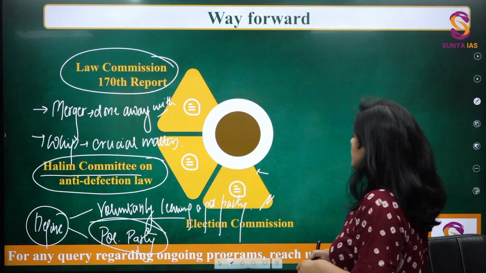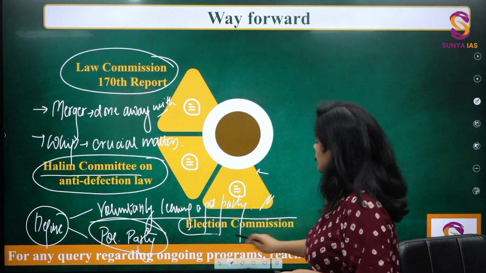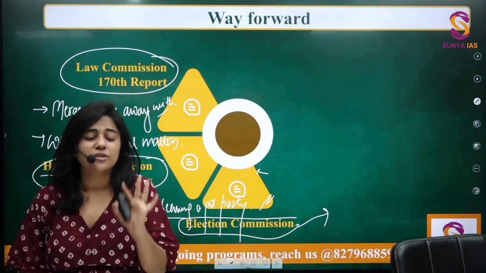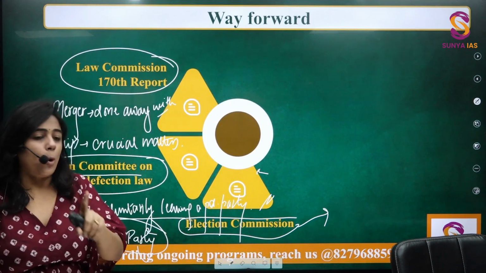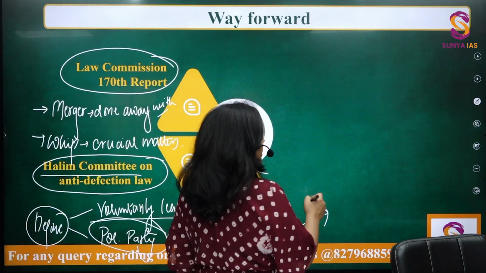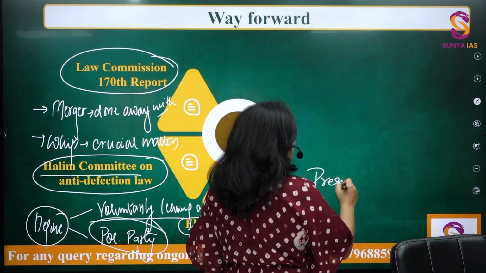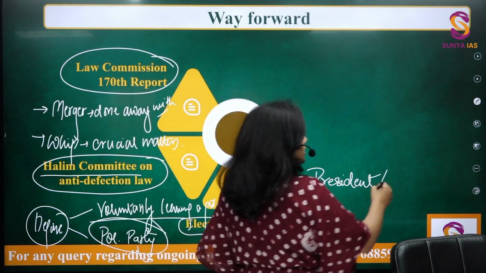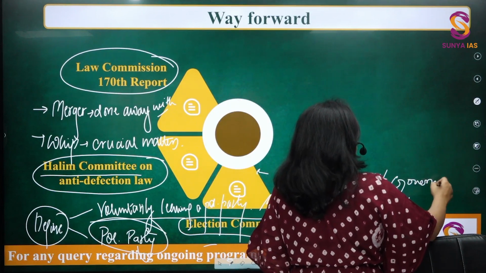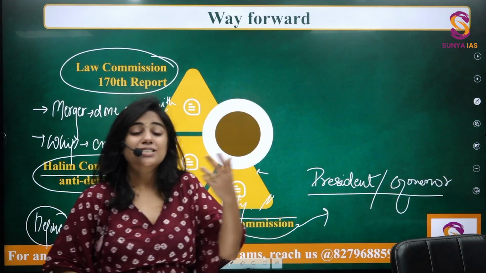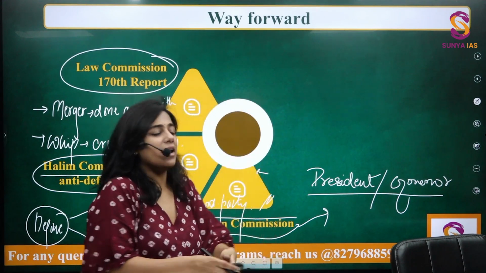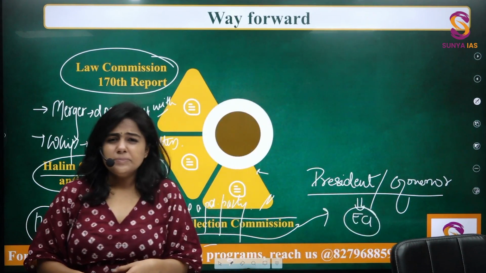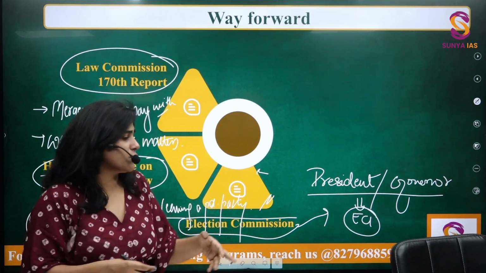Then, third is by the Election Commission of India. The Election Commission of India has given a very pertinent suggestion, and it's a very good suggestion, although it is also problematic in its own regard. But it has said that at the central level, the president, and at the state level, the governor, needs to decide whether the person has defected or not on the binding advice of the Election Commission of India.